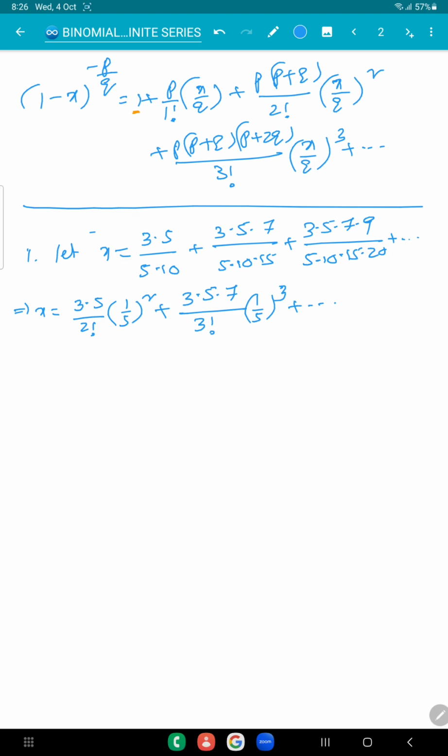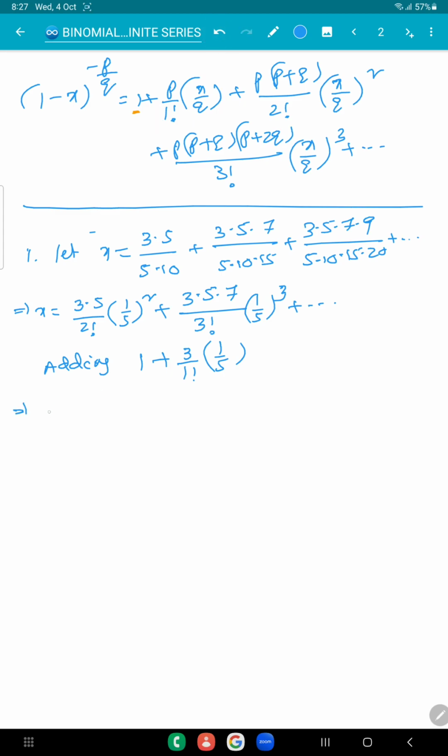If you observe this series, we need 1, right? There is no 1 here. It starts from 2 factorial. So we need to supply these two terms, 1 and that first term. What we need to add is 1 plus the first term, 3 by 1 into 1 by 5. Do remember that this term is added now. P is 3, by 1 factorial into x by q, which is 1 by 5. This is the important step.